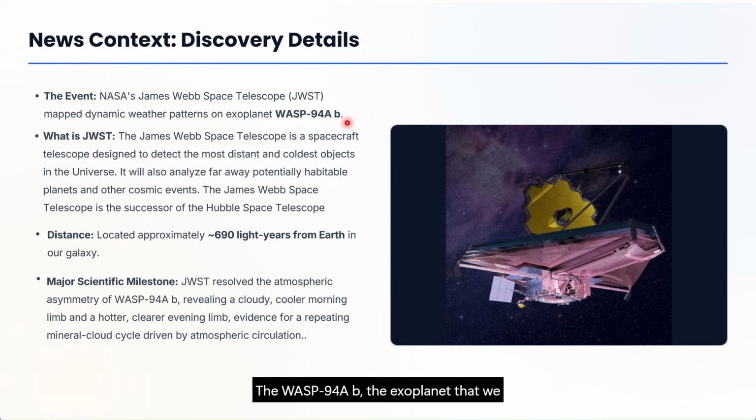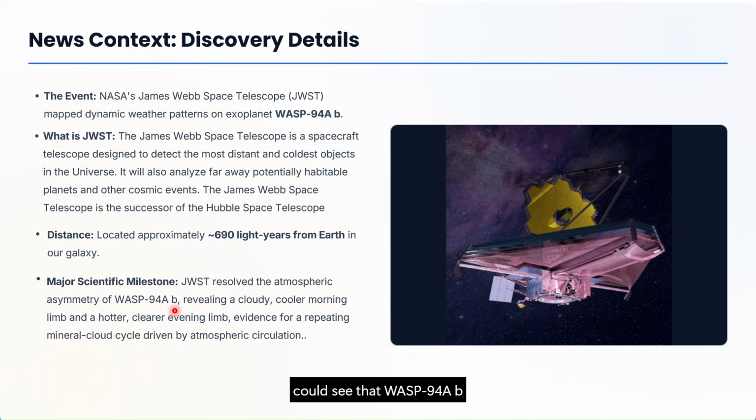WASP 94AB, the exoplanet that we are talking about, is located approximately 690 light years from Earth in our galaxy. 1 light year means the distance traveled by light in 1 year. So 690 light years means the light we are observing from this exoplanet has traveled for roughly 690 years to reach us. This telescope has discovered that there is an atmospheric asymmetry in WASP 94AB.